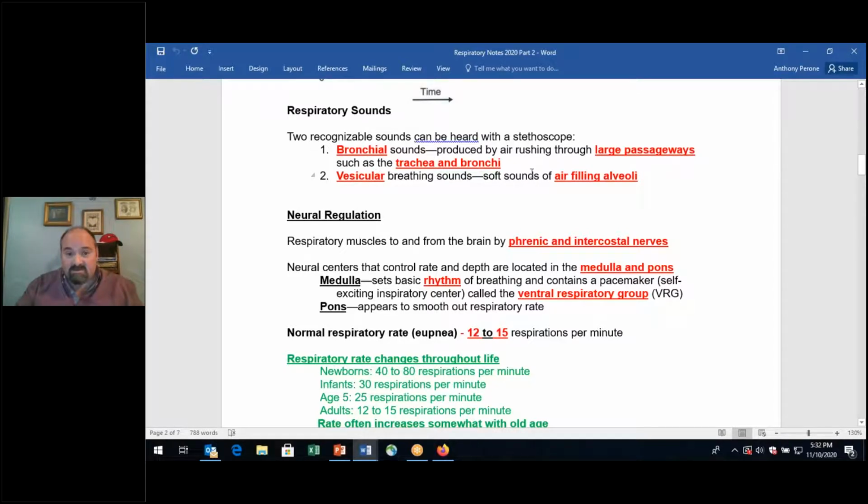Bronchial sounds are produced by air rushing through the bronchi. When you think bronchial, think large passageways, such as the trachea and the bronchi. Vesicular, think of the soft sounds of the air filling the alveoli. And why would this be important? Because if a patient has pneumonia or some other issues going on with their lungs, we can tell the difference between whether they're clear or they're not clear.